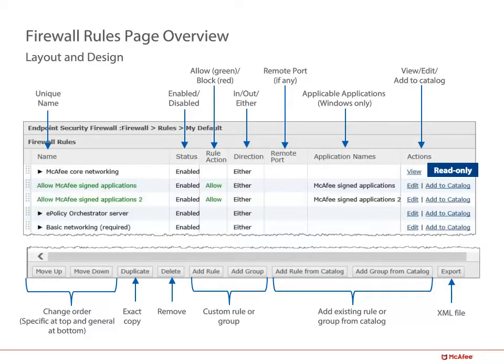And then over at the far right-hand side, you either have the option of only being able to view the policy or the rule by clicking view, and it's read only, or I can edit the particular rule, or I can add it to the catalog, and later on you'll see where I can also select remove dependency on the catalog.